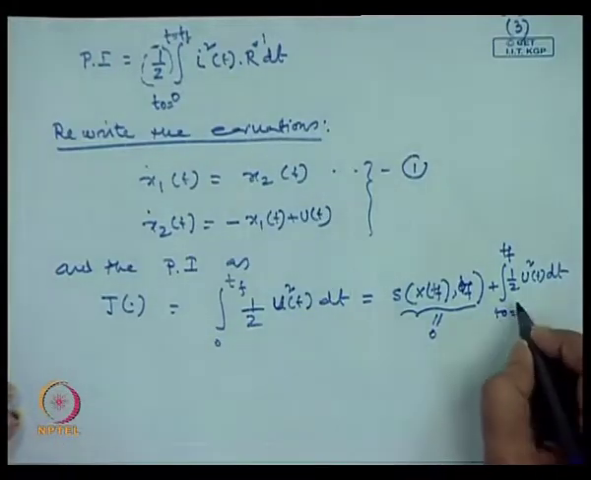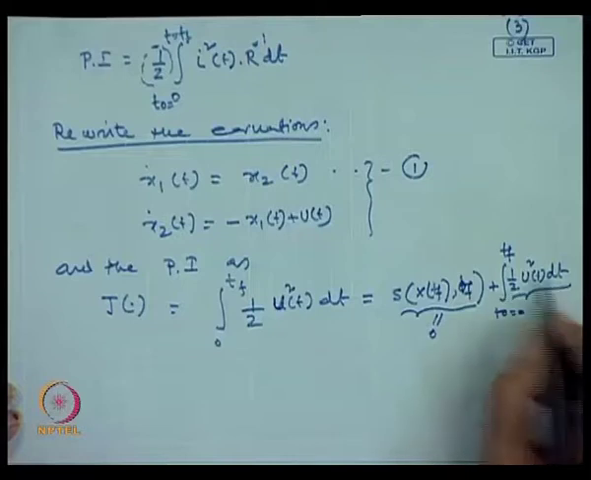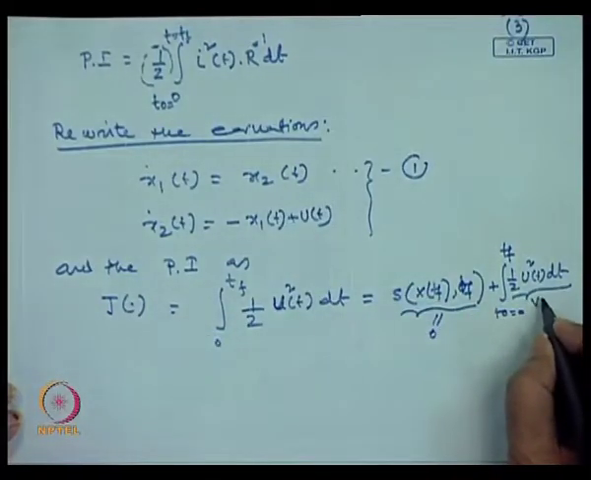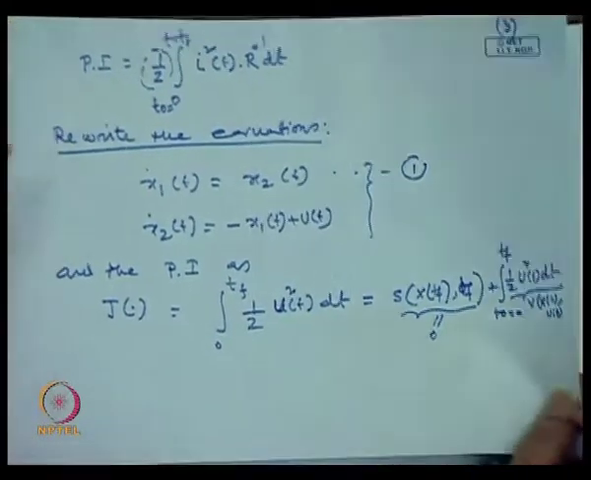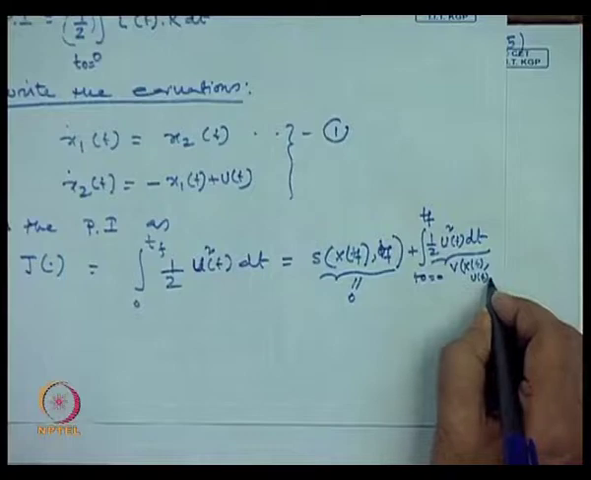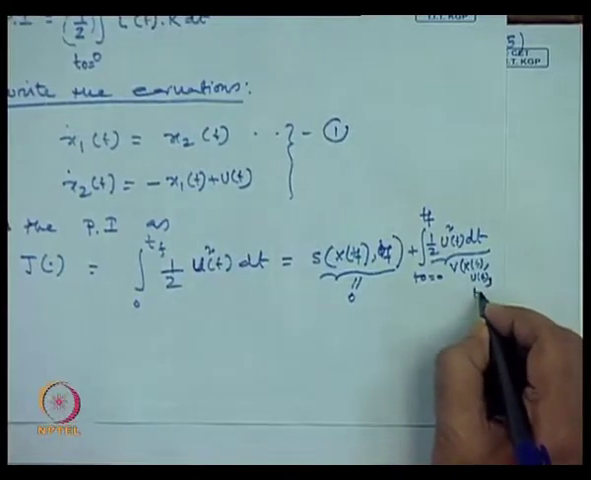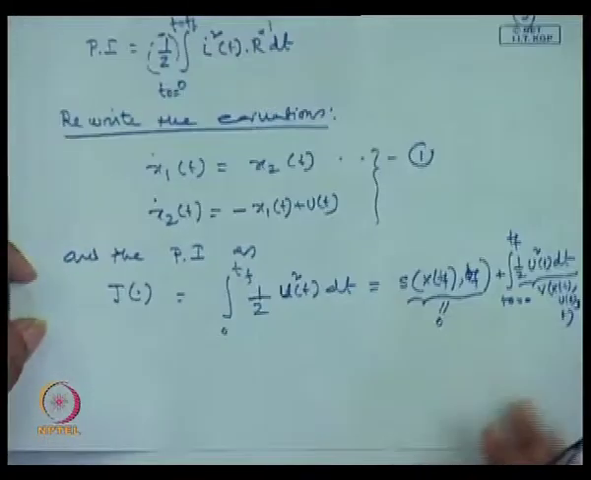Okay. So, this quantity, according to our problem, is nothing but the integrand of the integral cost function. It is a function of x(t), u(t) and t. So this part I can write like that.